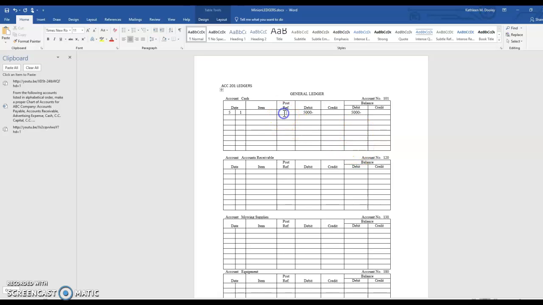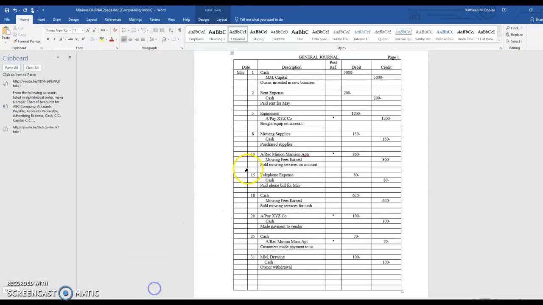Okay, where did this come from? We go to the post reference. Where did it come from? It came from General Journal, page 1. And our last step of posting is to go back to the General Journal and put in what account number I posted this to. I posted it to account 101.